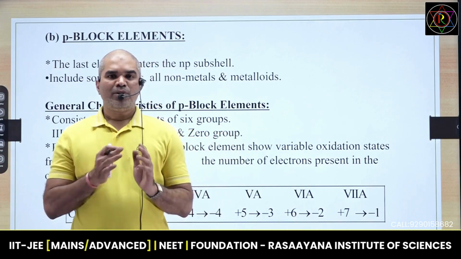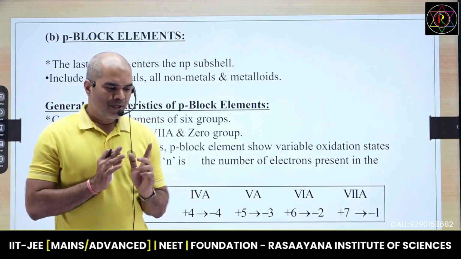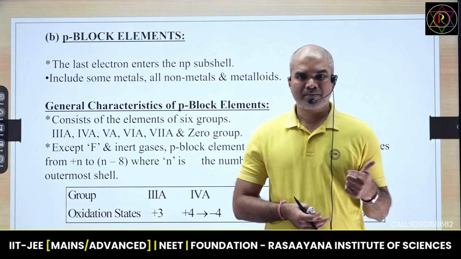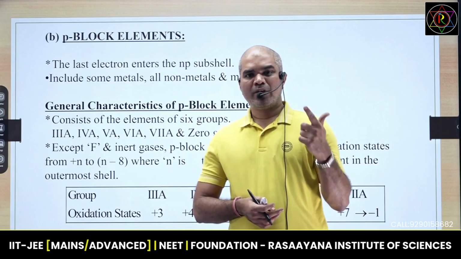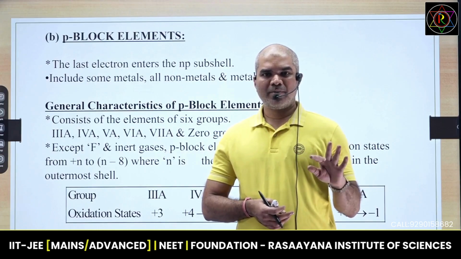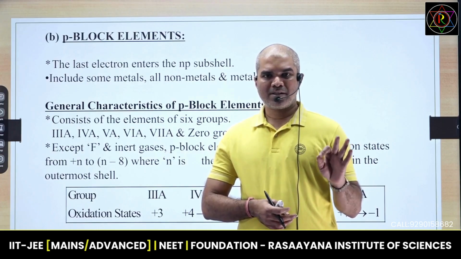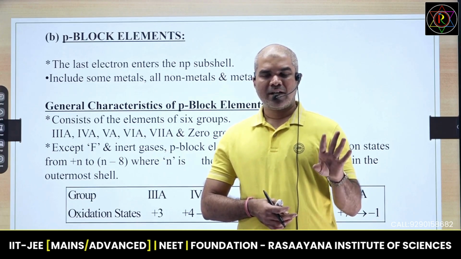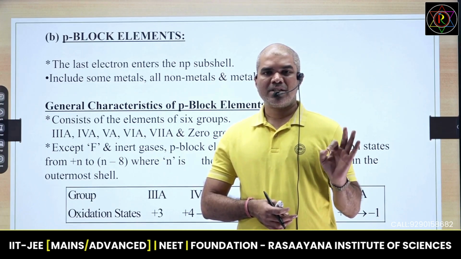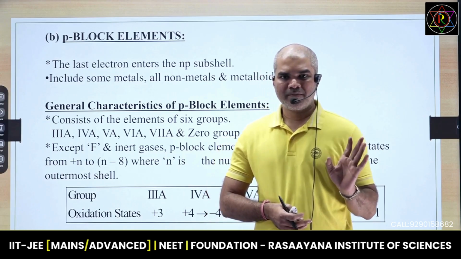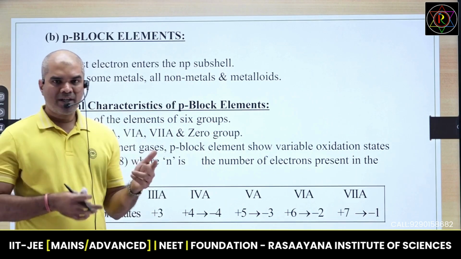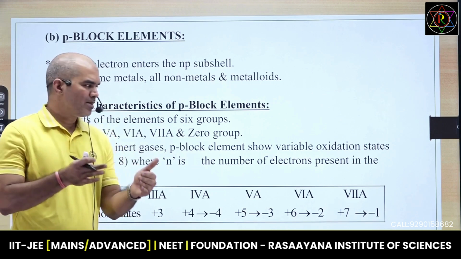One important feature of p block elements is you can find metals, you can find non-metals, you can also find metalloids. Okay, if I go for S block, purely metals, D block, purely metals, F block, purely metals, but P block has got metals, all metalloids and all non-metals are present only in P block. Okay, and I told you they have variable oxidation states ranging from n to n minus 8.